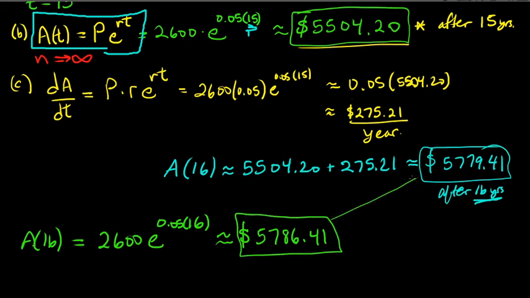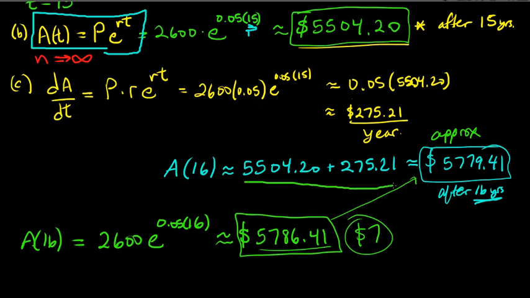Compare that with our approximate value. Remember, this is only approximate, although technically this is approximate too, but you're rounding to the nearest cent. That's a lot closer, right? So this is what you really have after 16 years. This is what you approximate. So what's the difference here? It's 5,700 something, 79 to 86. So we're off by $7. Which, I mean, some people might not care about $7, but I do. That's a lot of money.